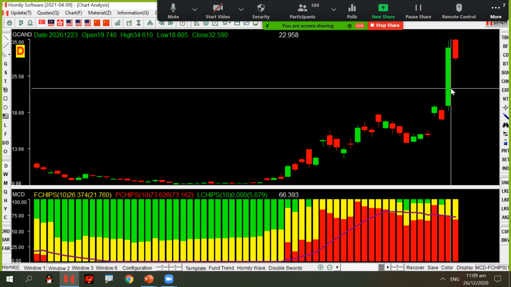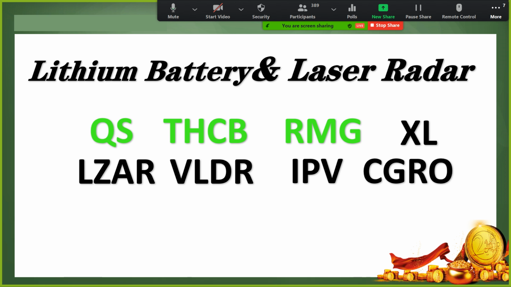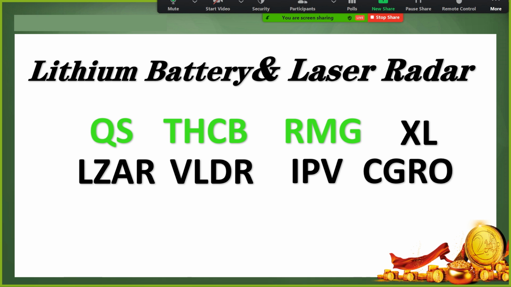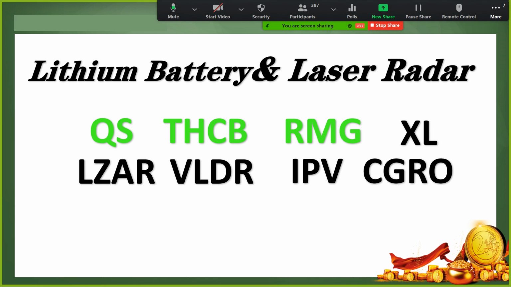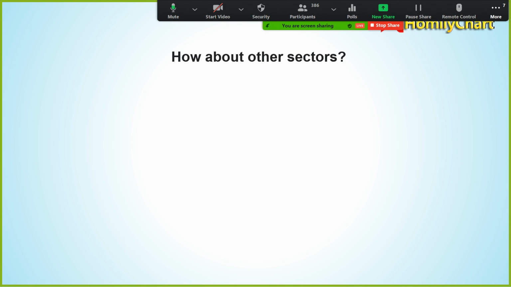lithium battery concept. Okay, so maybe you say, John, I never touch this kind of share. Okay, never mind. I just gave you the example. We try to follow the rhythm of the market. Okay, so that is very important for us. Then another thing is, how about the other sectors?